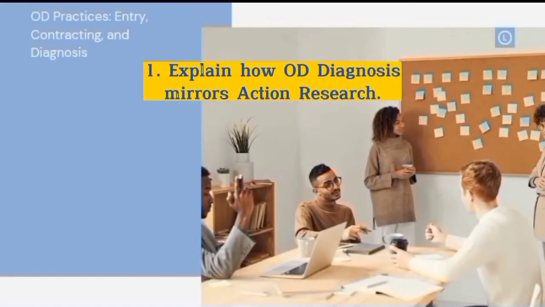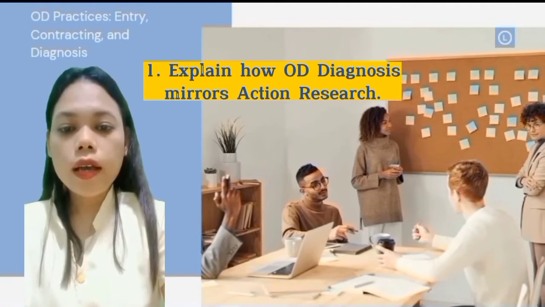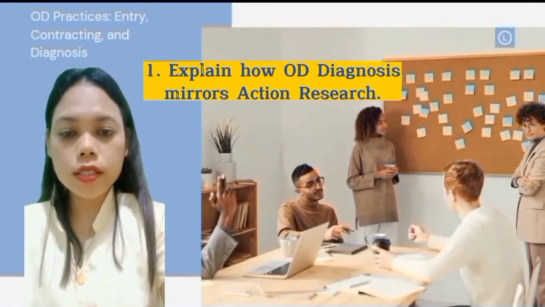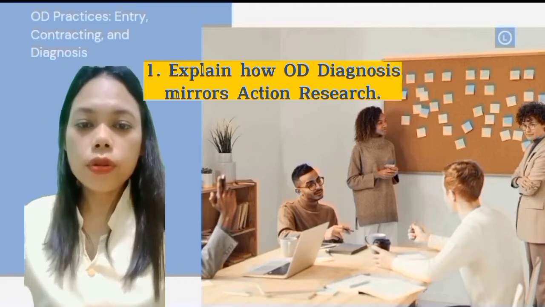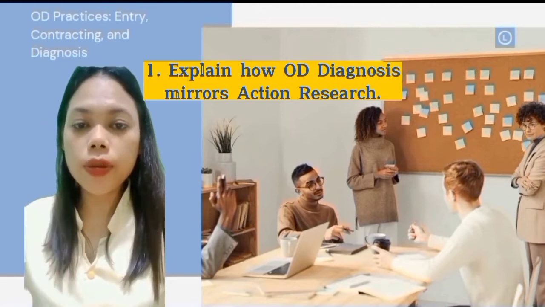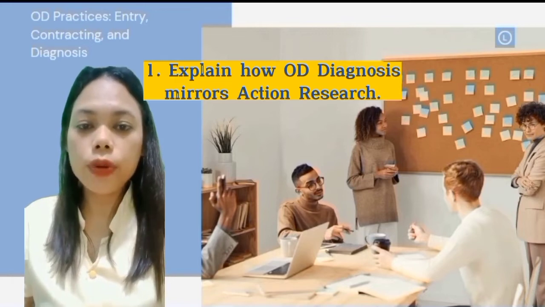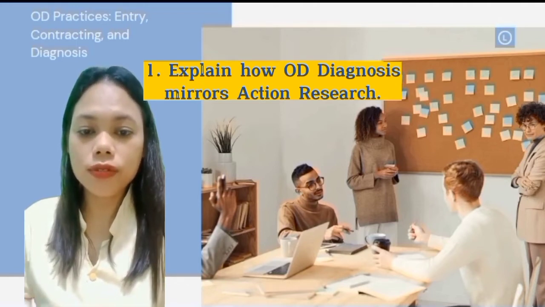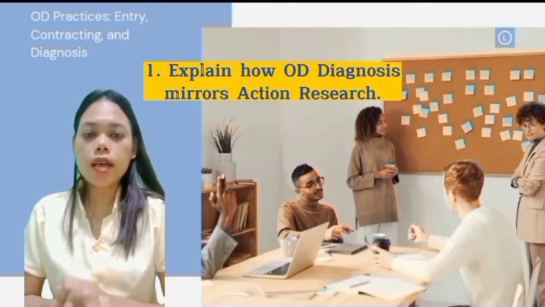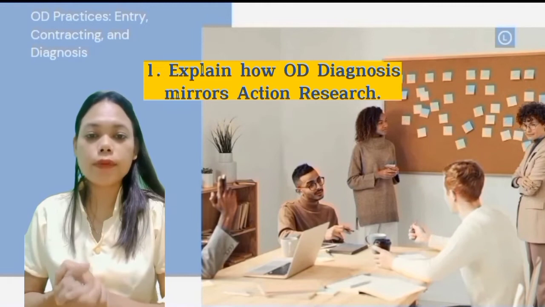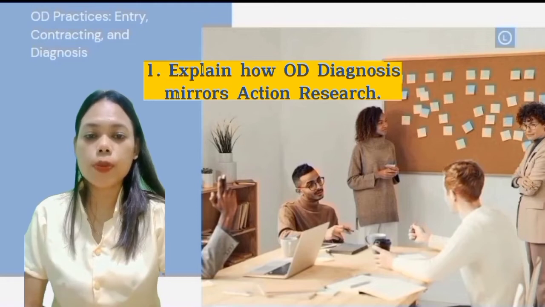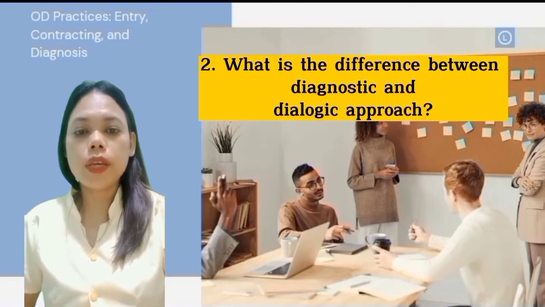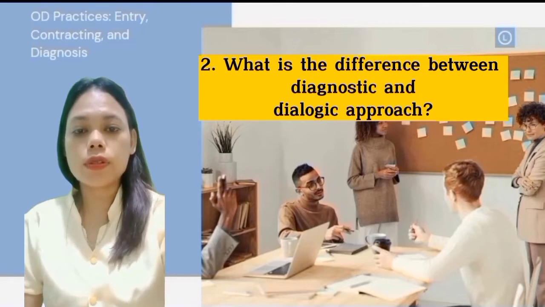Explain how OD diagnosis mirrors action research. The action research model is the standard process used in organization change. Through action research, the OD practitioner begins to understand the systems in which she or he is involved, and the client groups begin to take responsibility for the systems in which they live. Action research was thus conceptualized to provide a platform where members of the group can participate and comment on the change process. This is the difference between the diagnostic and dialogic approach.